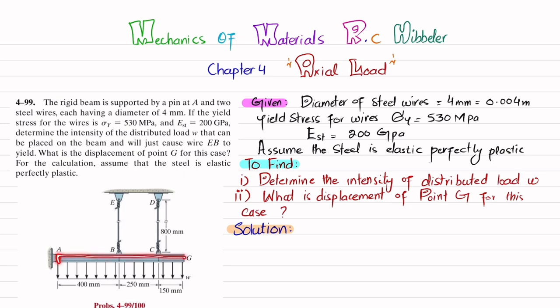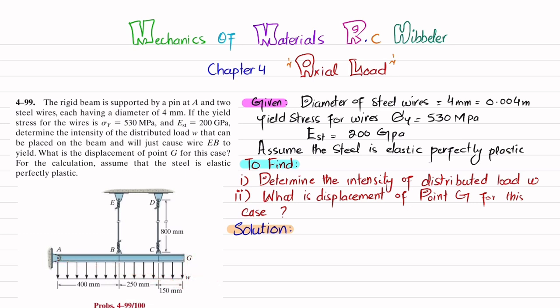So you can see this is the beam, at point A it is pin supported, and at points B and C there are two steel wires of 4 mm diameter that are supporting. There is a distributed load over the whole length which is W. So you have to find this W as well as the displacement of this point G due to this load. So let's start with the solution.